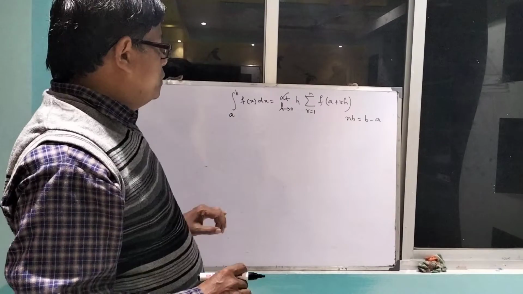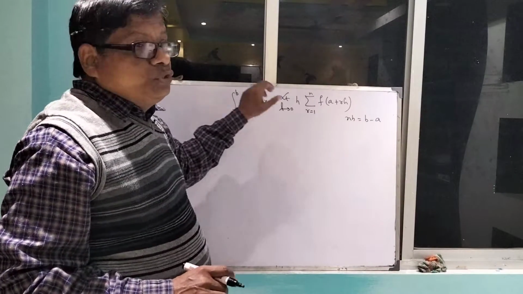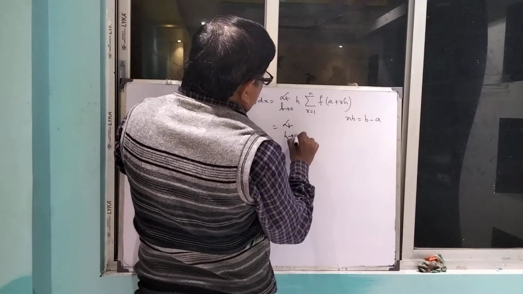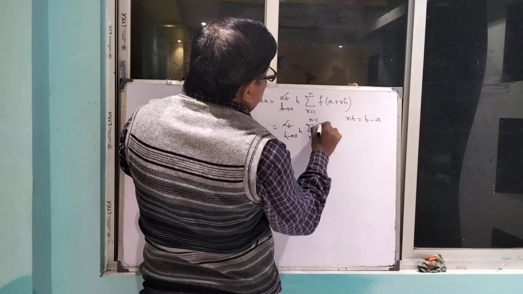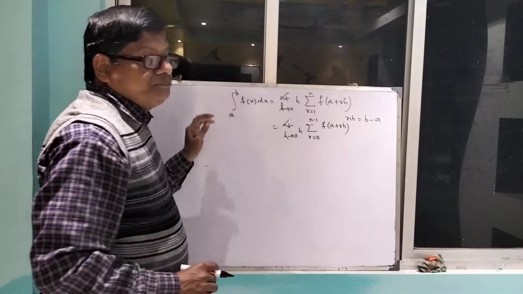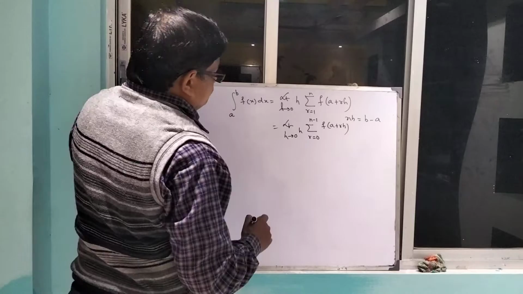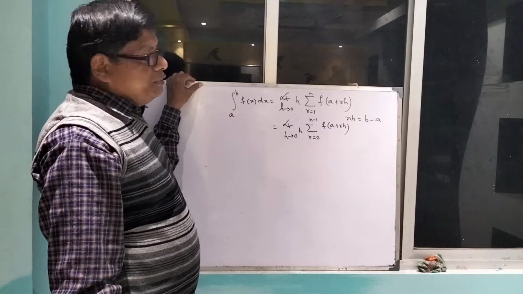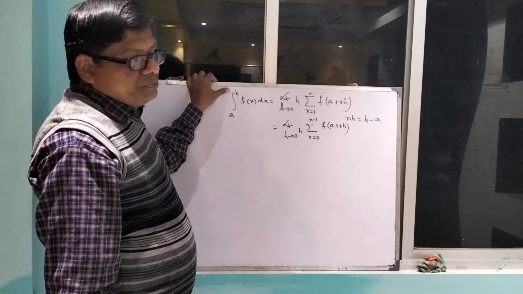Also you can write this formula as limit h tends to 0, h times the summation from r equal to 0 to n minus 1 of f of a plus rh. This is the first principle of definite integral, where a is the lower limit and b is the upper limit.